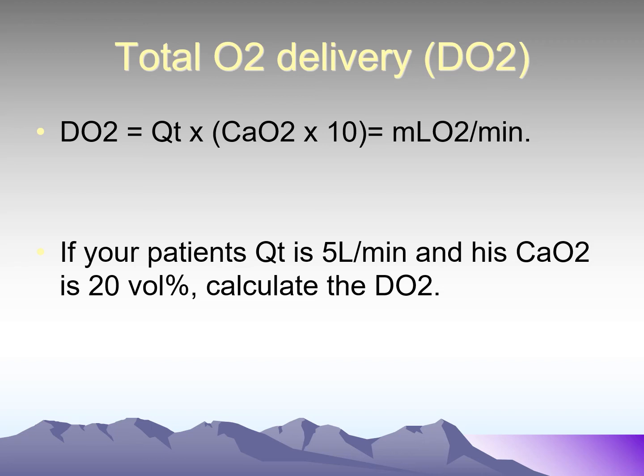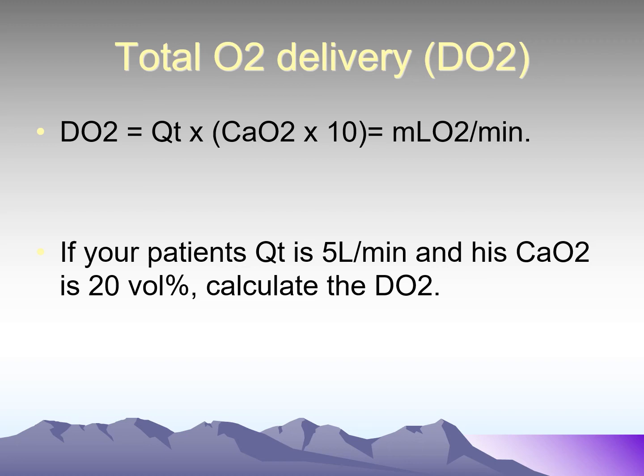So if your patient's cardiac output is 5 liters per minute, because we're converting them from liters to mils, and a CaO2 is 20 volume percent, then you need to calculate the DO2. So if you're doing your math, you should be taking 5, your cardiac output, multiplied by, in parentheses, 20 times 10.